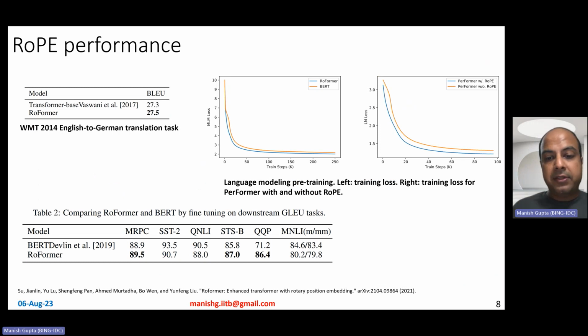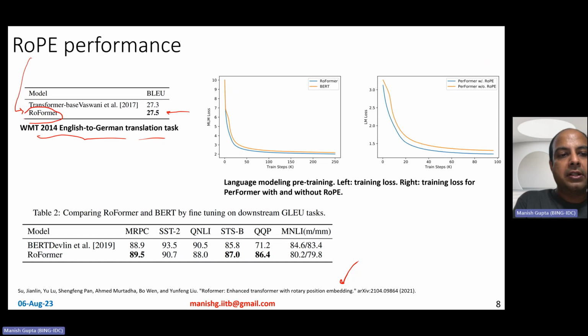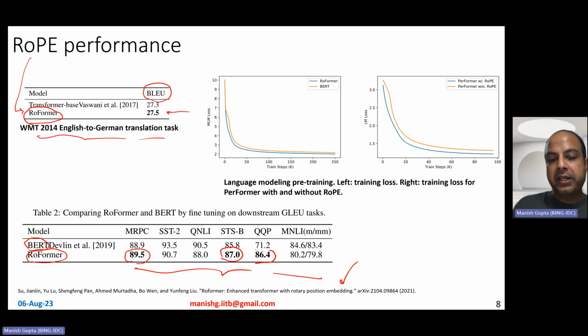Well, people observed in their original paper that yes, RoPE embeddings could give them better results compared to the standard transformer on the English to German machine translation task, right? The RoPE embedding based transformer, they called it RoFormer. So this improves on the BLEU score for the machine translation. They also observed that if you compare this RoFormer with the BERT model, across several GLUE tasks, you tend to get better results.